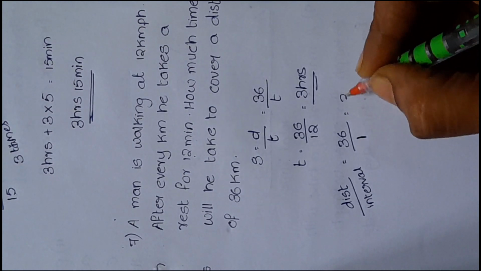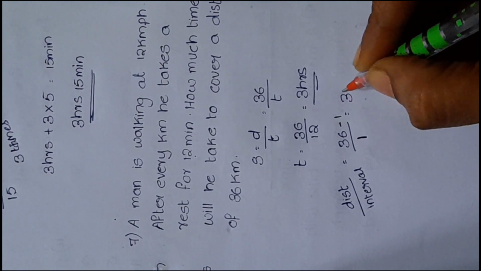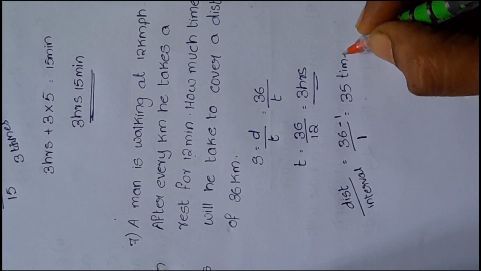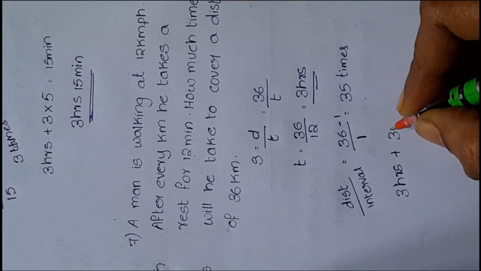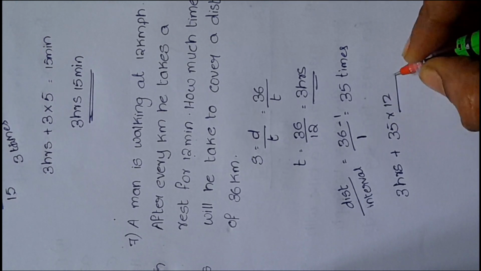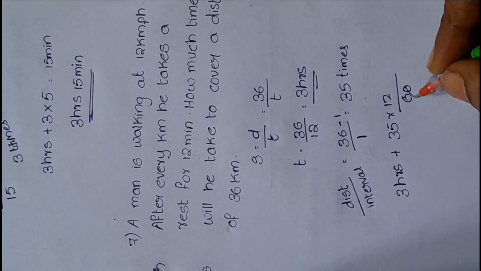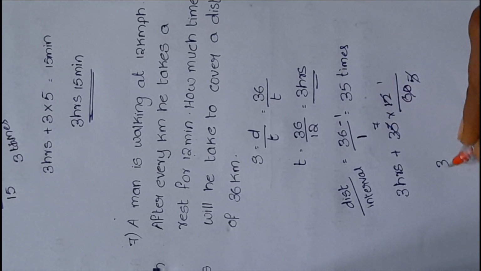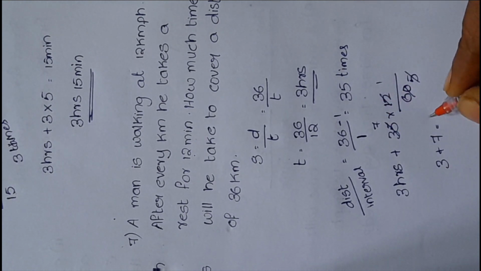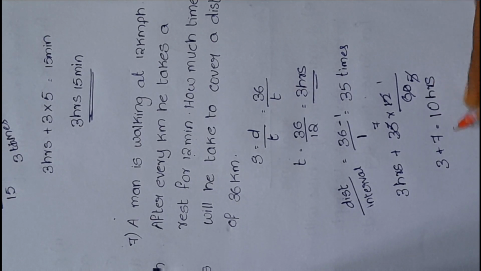So he takes 35, that is 36 minus 1, 35 times he stops or takes a break. 3 hours plus 35 into 12 by 60. 12 ones are 12, 12 fives are 5, so 5 ones are 5, 5 sevens are 35. 3 plus 7, which is equal to 10 hours.